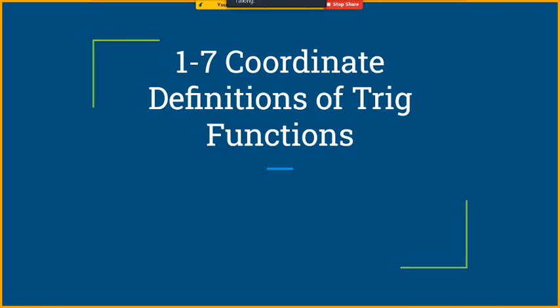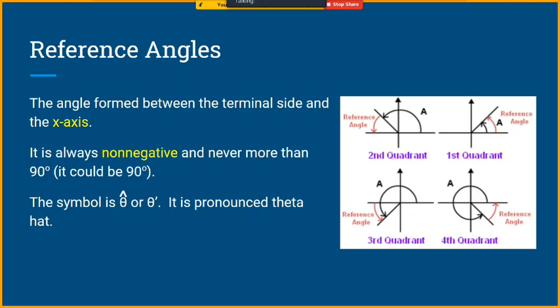Alright, let's continue our learning about trigonometry and talk about the coordinate definitions of trig functions, which we probably already learned about in the previous section, but we're going to revisit it. Quick reminder, reference angles are the angles formed between the terminal side and the x-axis.